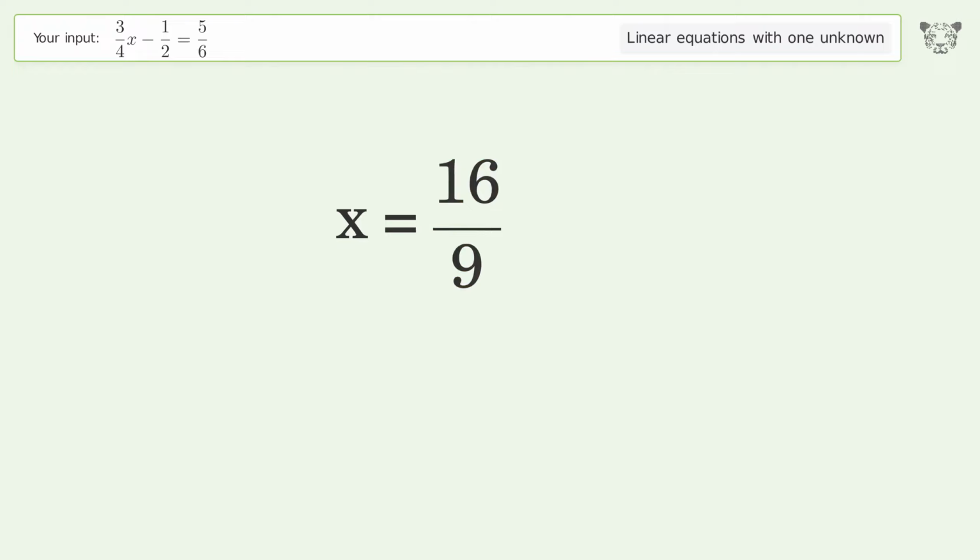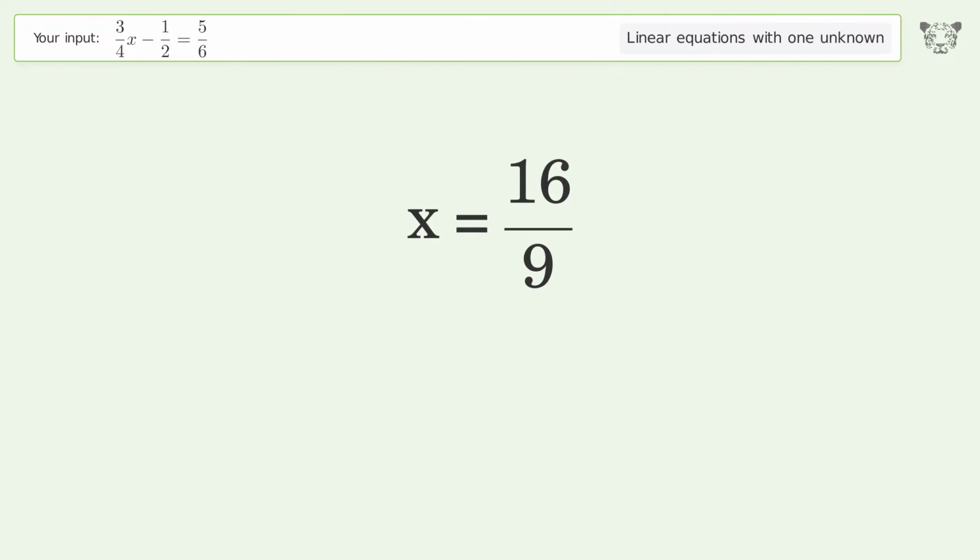And so the final result is x equals 16/9.